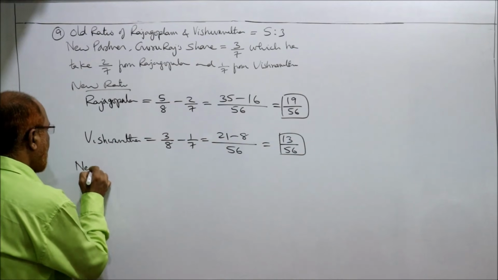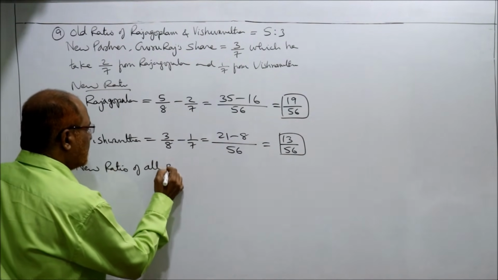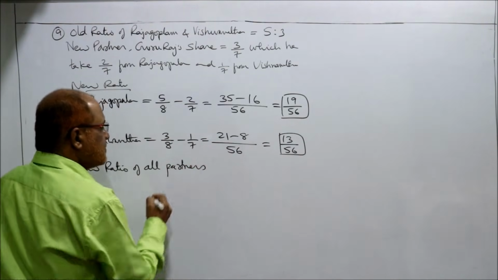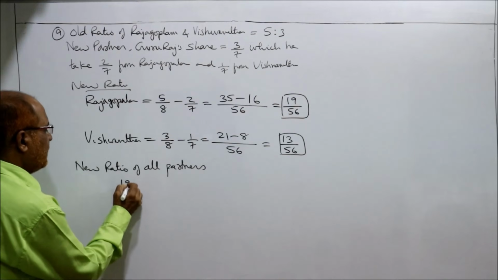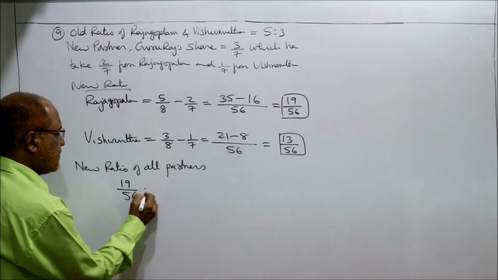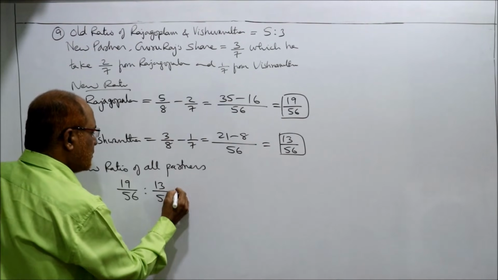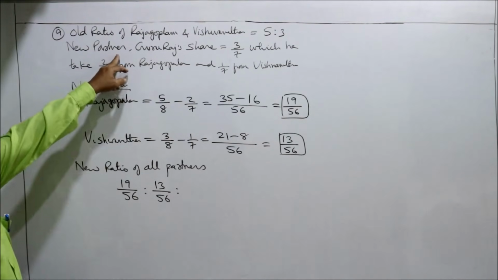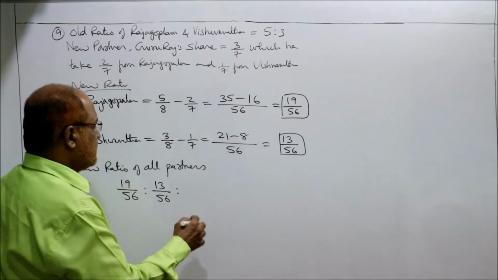New ratio of all partners. Rajagopalan's new share is 19 by 56. The new share of Vishwanathan is 13 by 56. For Gururaj, the new partner, he is getting the share of 3 by 7.